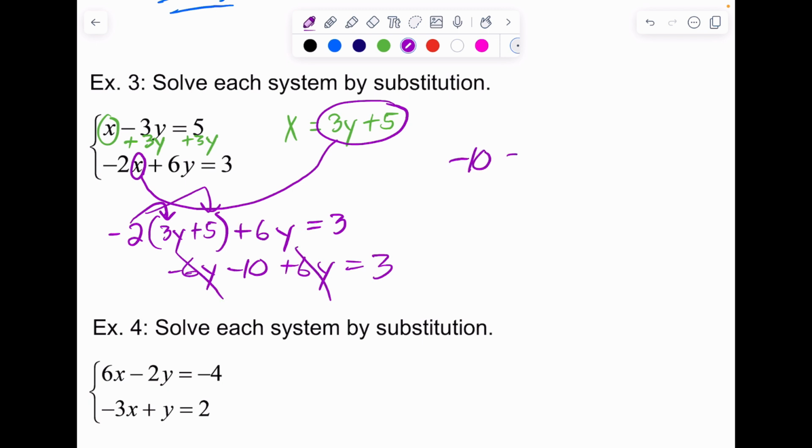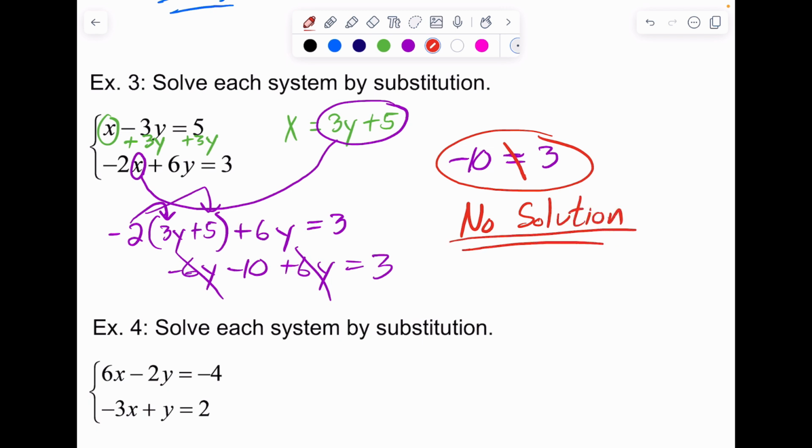Sometimes your variables will cancel out. If you are left with a false statement, like this one here, negative 10 does not equal 3, that means that these are parallel lines. That means that it's an inconsistent system and there is no solution. Since they are parallel lines, the slopes are equal and the y-intercepts are different.